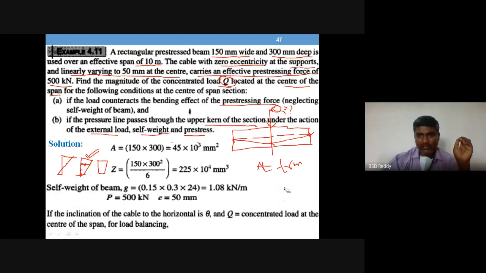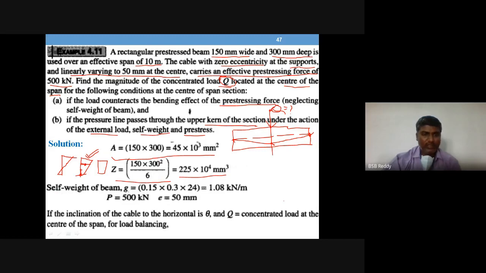So the other way, the condition for the kern point is that the bottom fiber stress shall be zero. That way also you can understand, right? Okay, right. So proceed for the solution. The cross section area, whatever is given, it is like 150 mm by 300 mm. So we get the cross sectional area, and Z value, which is BH square by 6, that will be 225 into 10 power 4 mm cube, right?